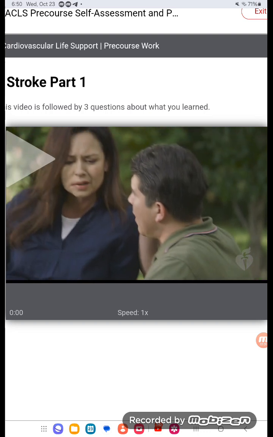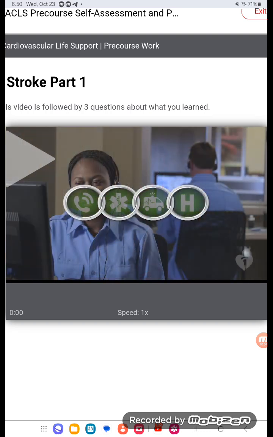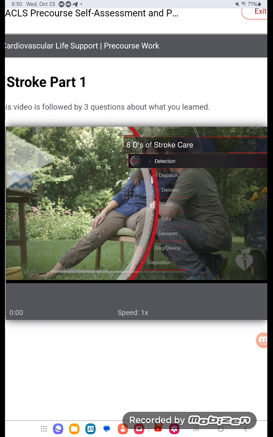Immediately I called 911. As you can see, the first crucial step in the stroke chain of survival is activating the emergency response system. This is also the first D in the 8 Ds of stroke care: detection of symptoms.